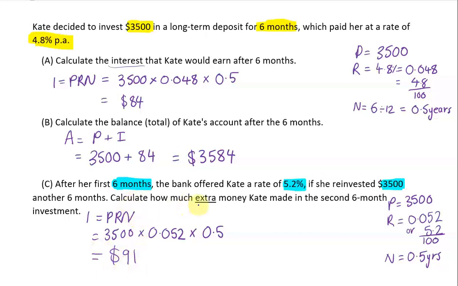And we've been asked to calculate how much extra money she made in this investment at 5.2%, than she made in the first one at 4.8%. So the extra money is equal to the total amount she made here, the $91, minus the $84 from the first investment. So she made a total of $7 more in her second investment at a 5.2% interest rate than she did at the 4.8% interest rate. So there you have it. That's an example of calculation and comparison of different interest rates in a long-term deposit.